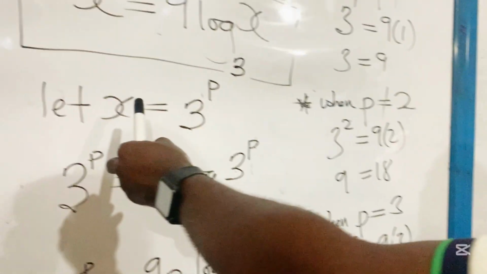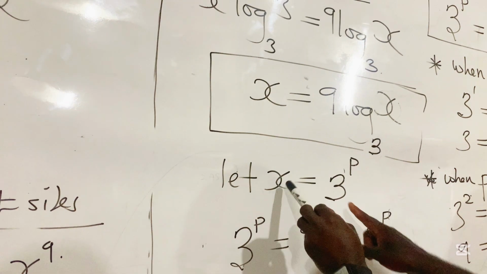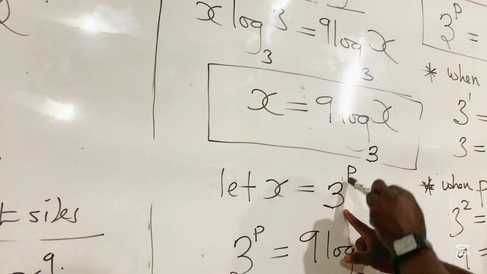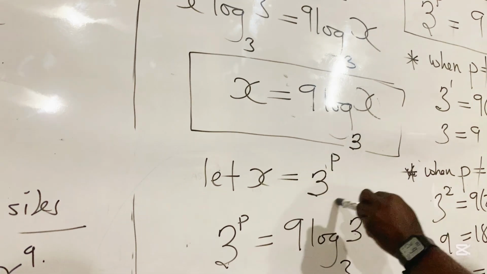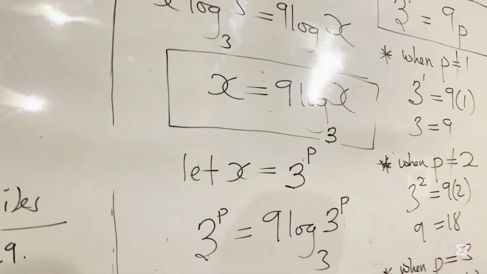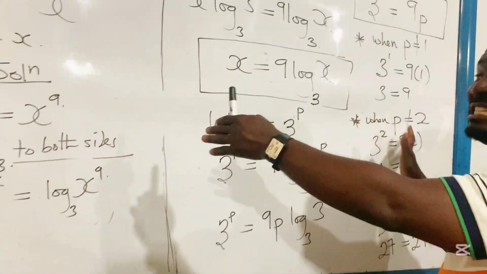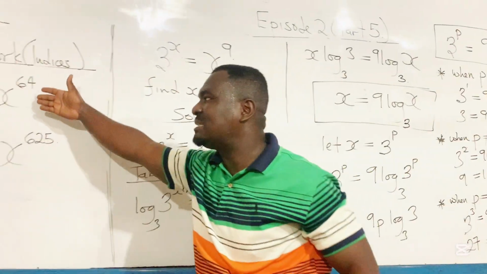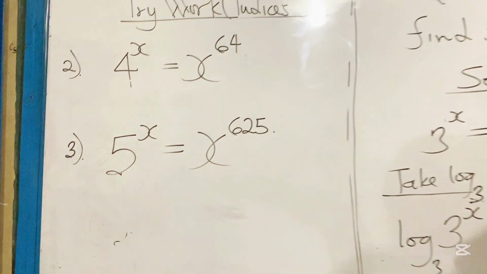Let's see what will be the true solution to our x. We said x is equal to 3 exponent p, and we solved p as 3, so 3 exponent 3 is 27. That is why the solution is 27. Use the same idea in solving question 2 and question 3, and comment your answer below.